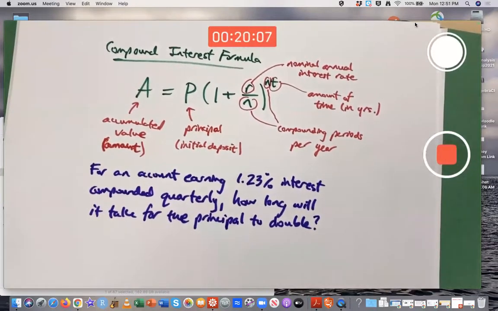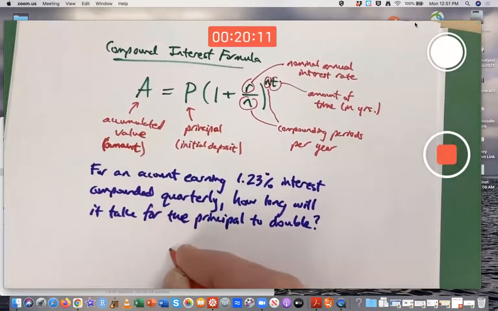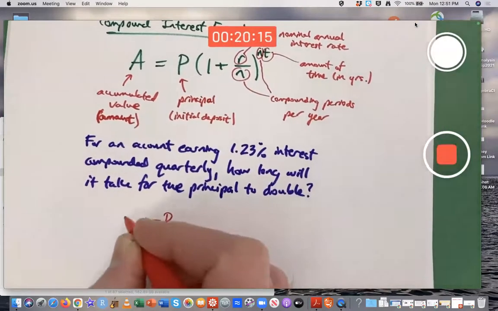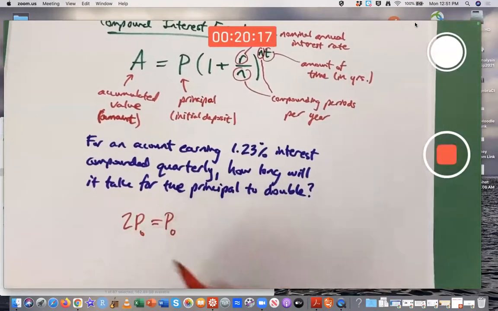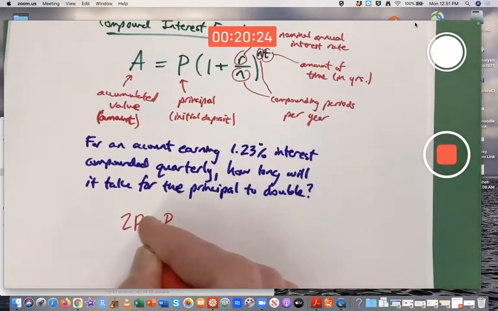Why? You could just call it P or P sub 0 if you like. P sub 0, the initial amount, has to double to 2 times P sub 0. You don't even have to call it P sub 0. You could just call it P. But by doing this, I'm emphasizing it as my initial amount.